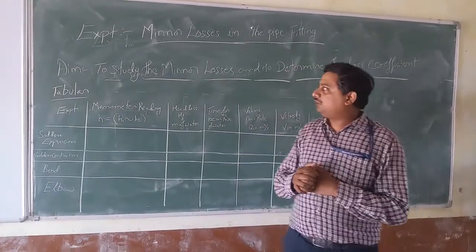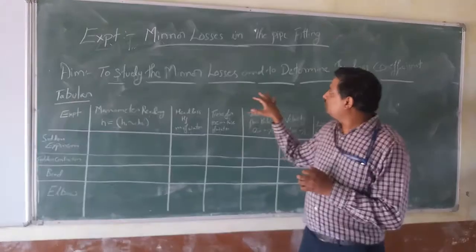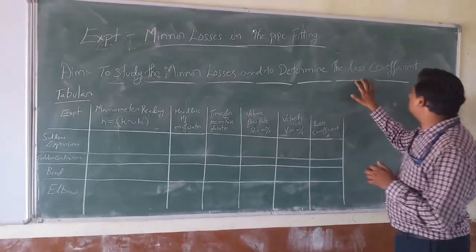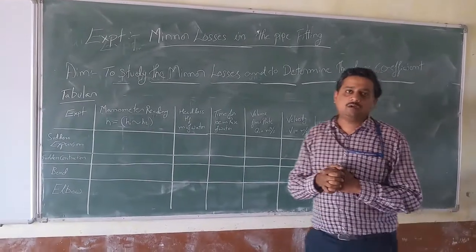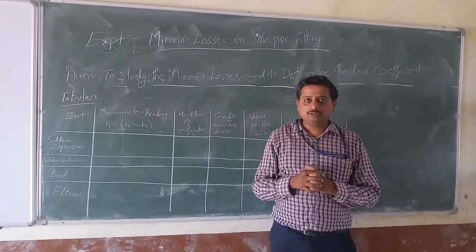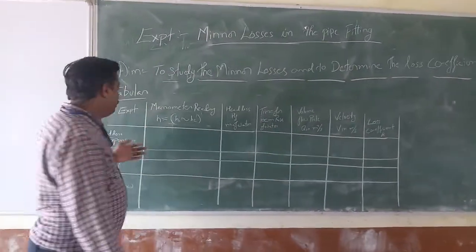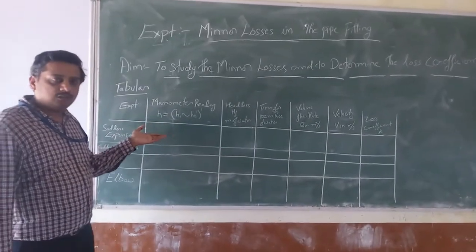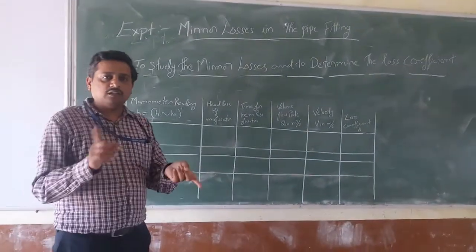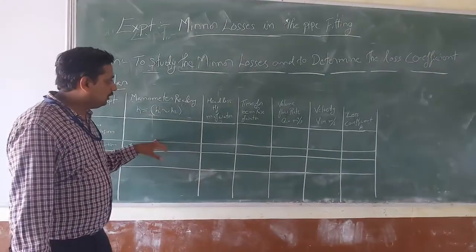So what is the aim of the experiment? The aim of the experiment is to study the minor loss and to determine the loss coefficient. This is a data sheet where you need to enter the differential manometer reading. What's the difference? The difference between the left limb and the right limb. You need to note that down here itself.